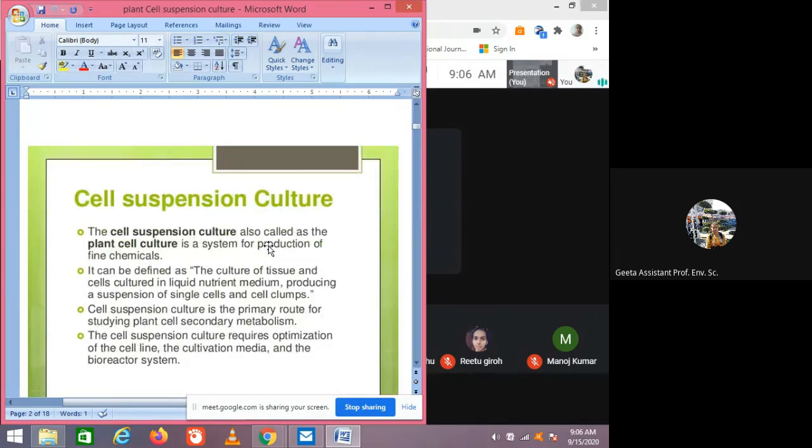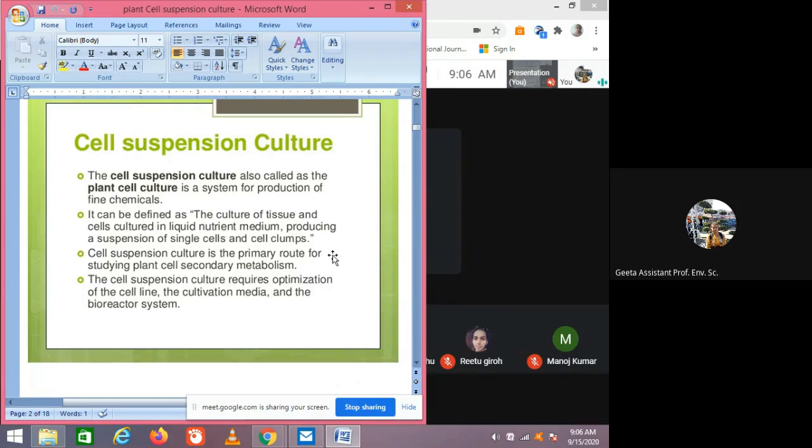Then what is cell suspension culture? It is basically used for the production of fine chemicals. The tissue and the cells can be cultured in the liquid nutrient media, producing a suspension of single cells or cell clumps. It is the primary route for studying the various plant secondary metabolism systems of the plant.